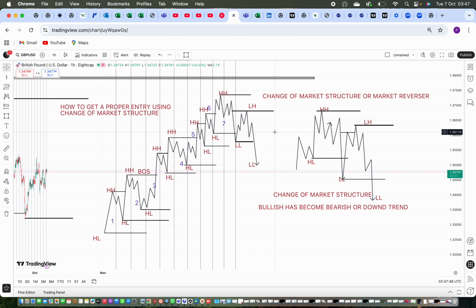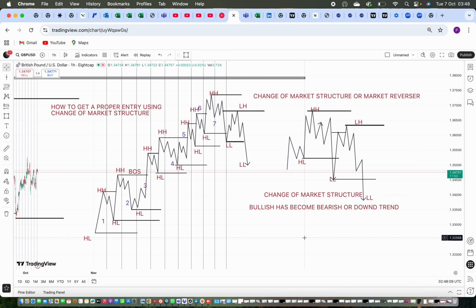All right. So understanding shift of market structure can actually help you make a very beautiful trade decision. This is the reversal pattern for a bullish trend turning to a bearish trend. And I'm going to also be showing you in my next video a reversal pattern from a bearish trend to a bullish trend. So let's go into the chart and let me show you some of the trades I was able to take using this strategy.